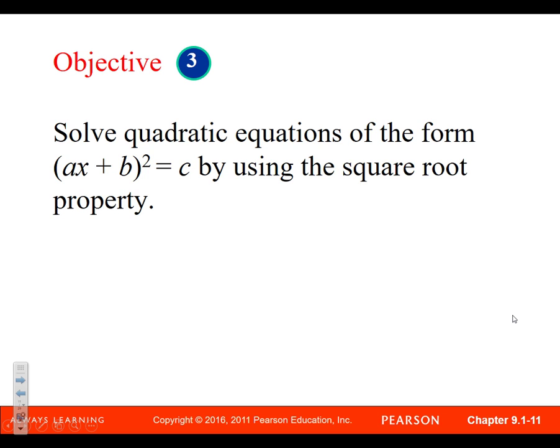That's funny. Alright, next objective. Objective 3 says we're going to solve quadratic equations in the form of (ax + b) squared is equal to c by using the square root property.